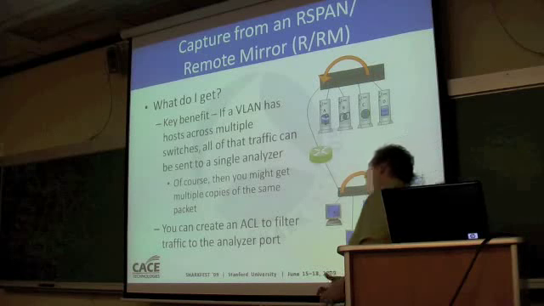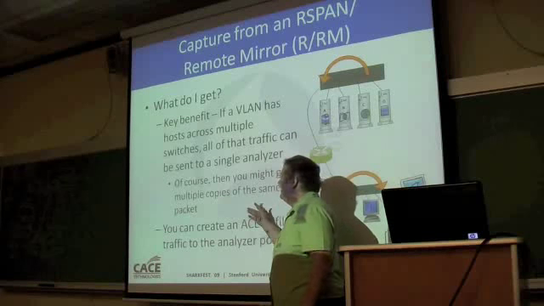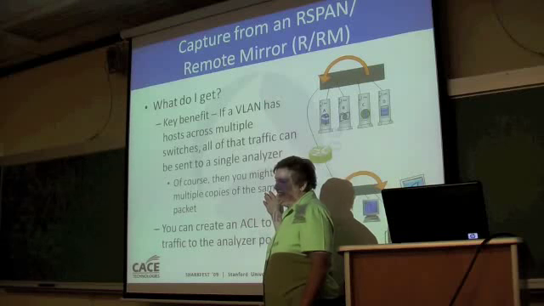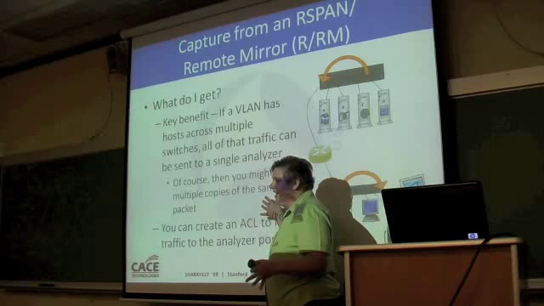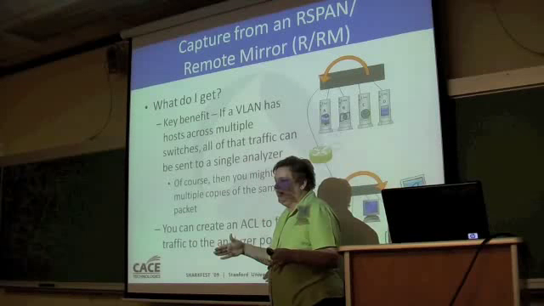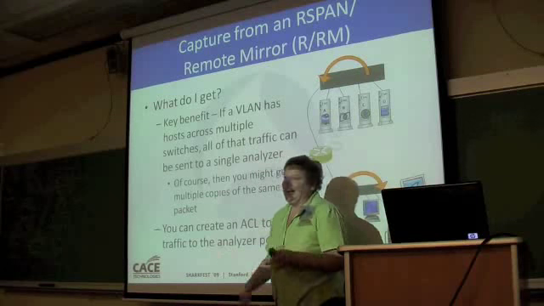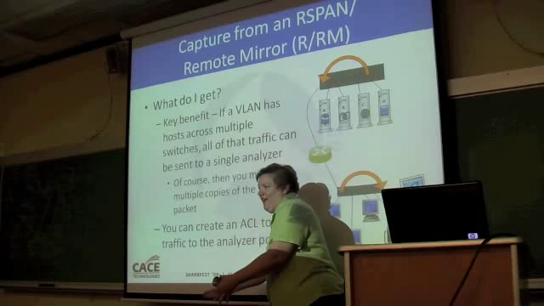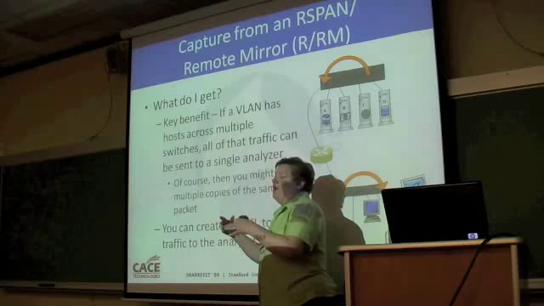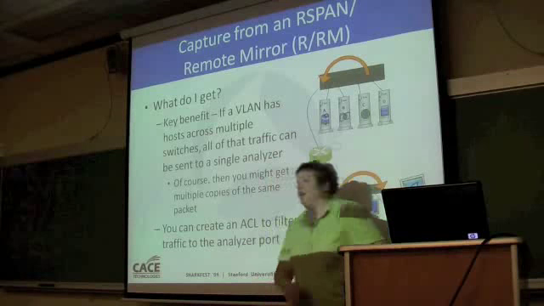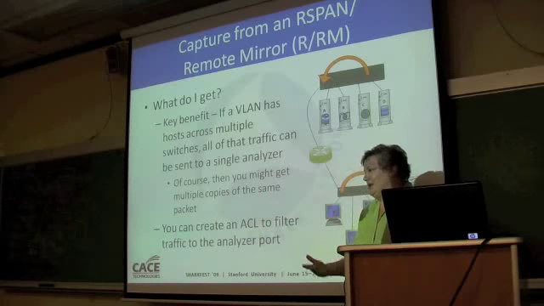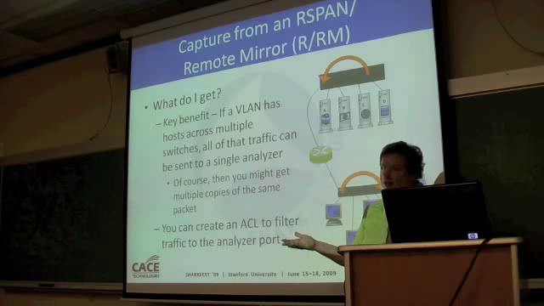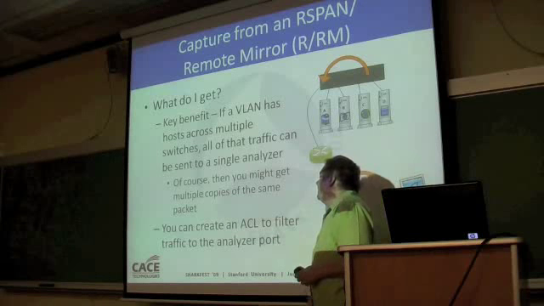Okay. Now, the problem, of course, with this is I could get multiple copies of the same packet, depending on how everything is laid out. If people within VLAN 20 speak to each other, then I'm back in that same scenario of having multiple packets. But if what I'm looking at is VLAN 20 talking to VLAN 30, then I'm okay. But if it's VLAN 20 talking to VLAN 20, I'm back in the same scenario. Okay, so I have to worry about that.